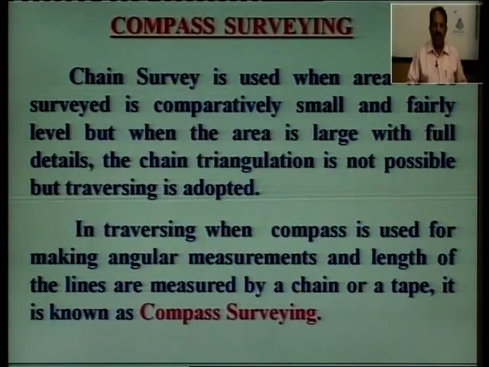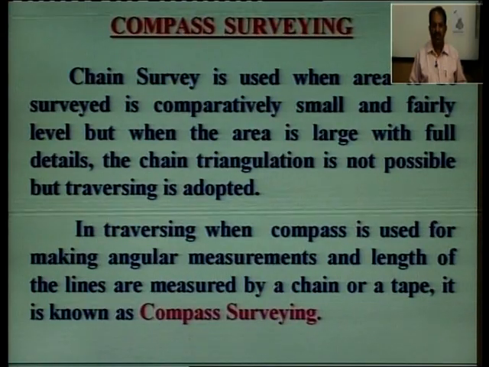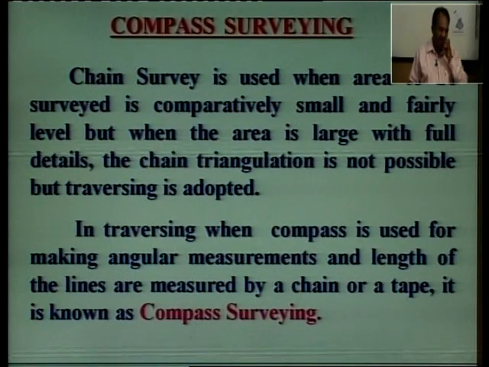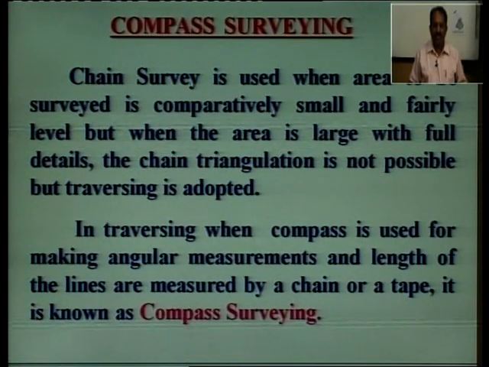So, chain survey is used when the area to be surveyed is comparatively small and fairly level, but when the area is large with full details, chain triangulation is not possible, so we do traversing. In traversing, when a compass is used for making angular measurements and the lengths of the lines are measured by a chain or a tape, it is known as compass surveying.